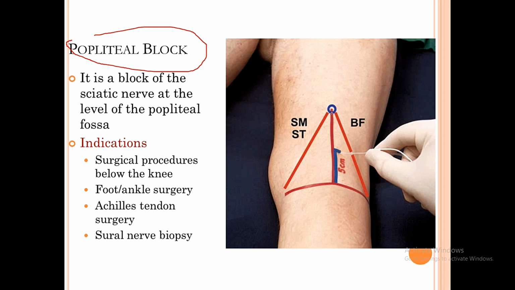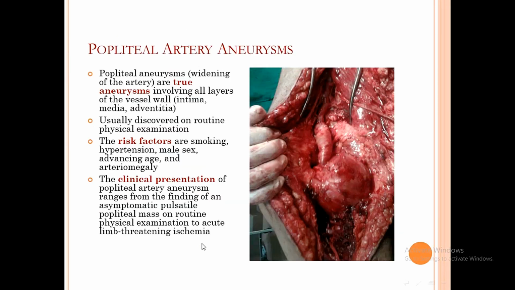If you look here in the picture, this is from the surface anatomy showing a point where, with the help of the needle, the sciatic nerve is blocked at the level of the popliteal fossa. Usually it's indicated for surgical procedures performed below the knee, foot and ankle surgery, repair of the Achilles tendon, and sometimes taking a biopsy from the sural nerve.